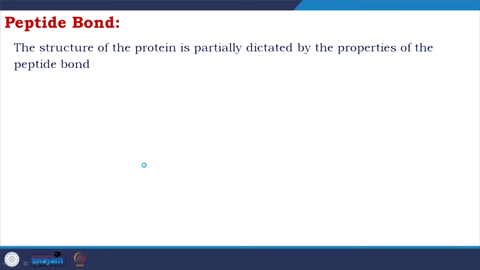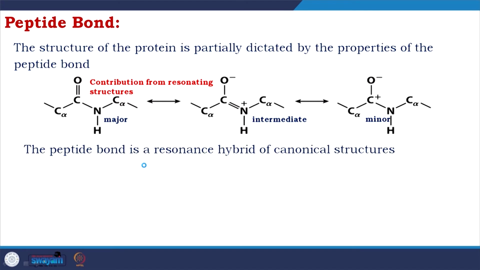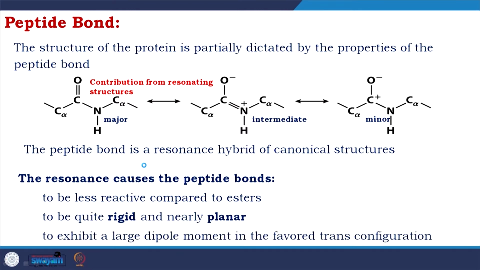So, the structure of the protein is partially dictated by the properties of the peptide bond. You see the contributions, I talked about two, there is a third one which is a minor contribution. The peptide bond is a resonance hybrid of the canonical structures, which you could see here. The resonance causes the peptide bonds to be less reactive compared to esters, to be quite rigid and nearly planar, to exhibit a large dipole moment in the favored trans configuration.